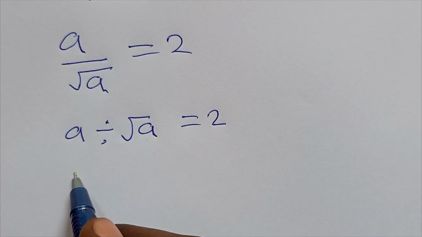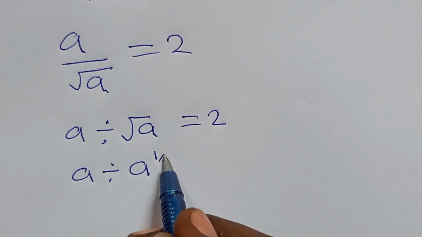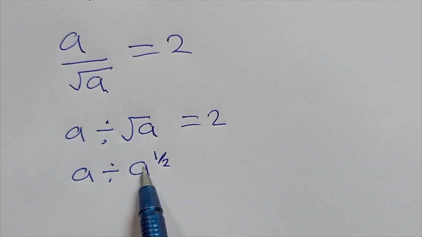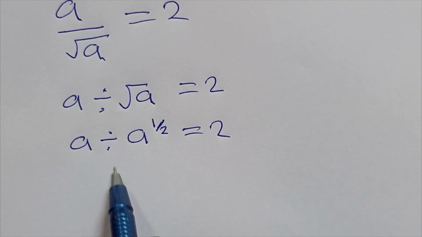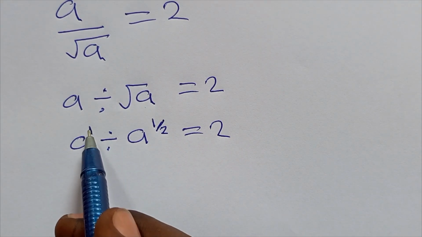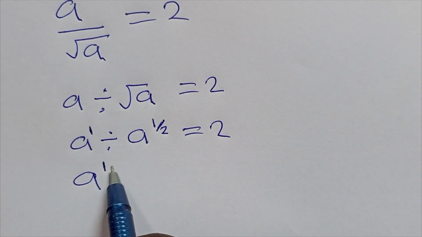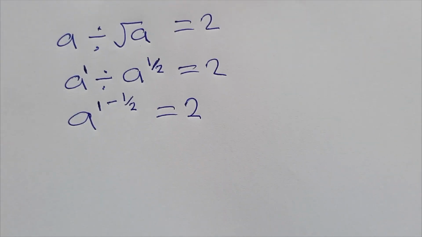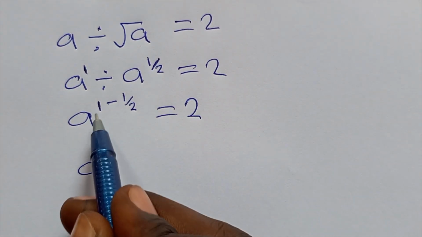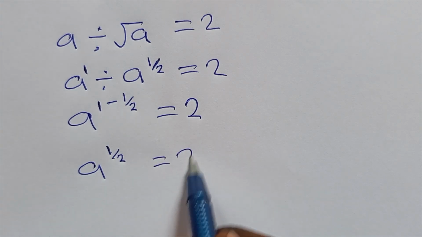So if we write it this way, a divided by a to the power of half. So that's what this actually means. We can write it as this. So root a is the same thing as a to the power of half. And we can decide to apply indices here because a is the same thing as a to the power of 1. Keep the base, subtract the powers, which is 1 minus half, equal to a to the power of 1 minus half, which is the same thing as 1 over 2.